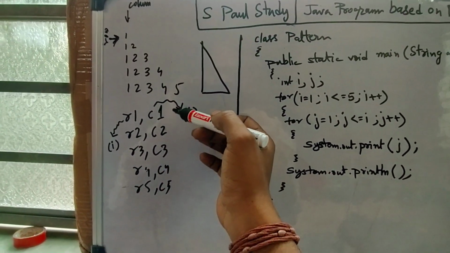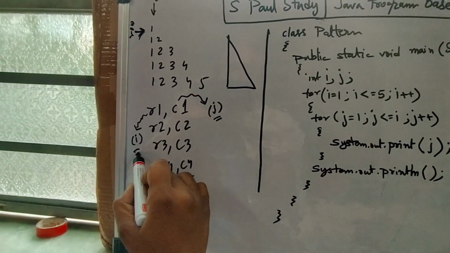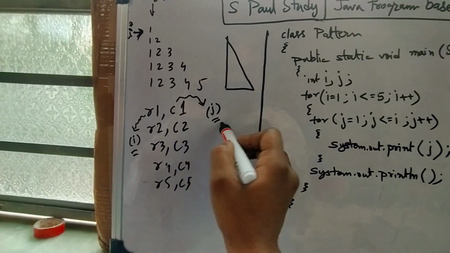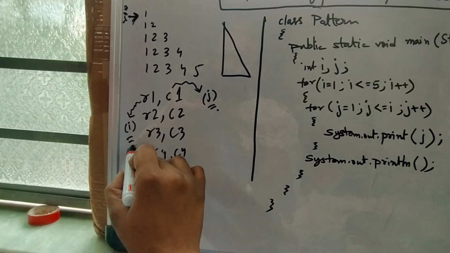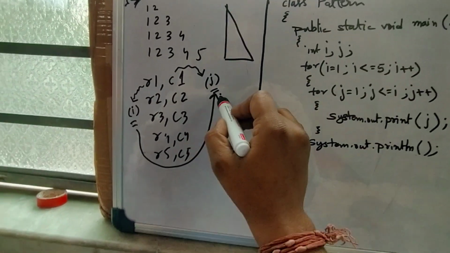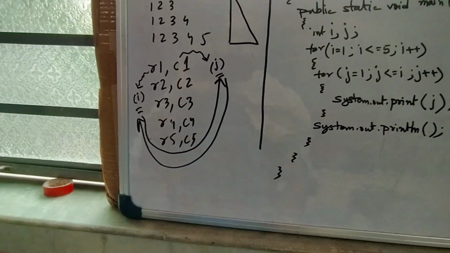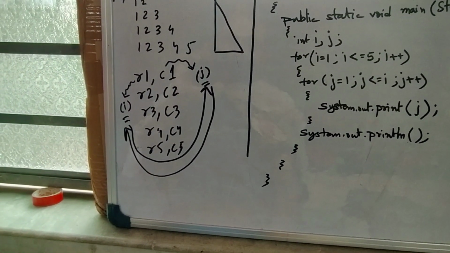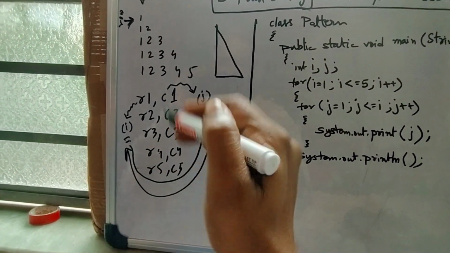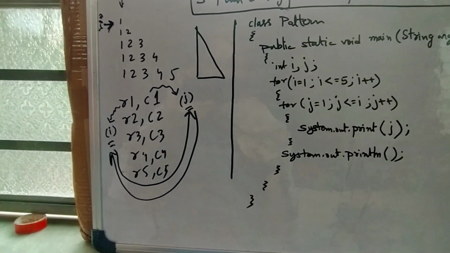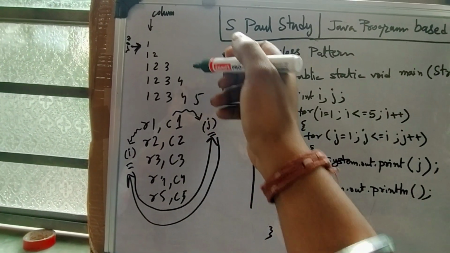Just one thing you have to remember: the value of I and the value of J will depend on each other. Sometimes the value of I will depend on the value of J, sometimes the value of J will depend on the value of I. So we have to understand this, and there is a concept behind this pattern, so let's first discuss the concept.